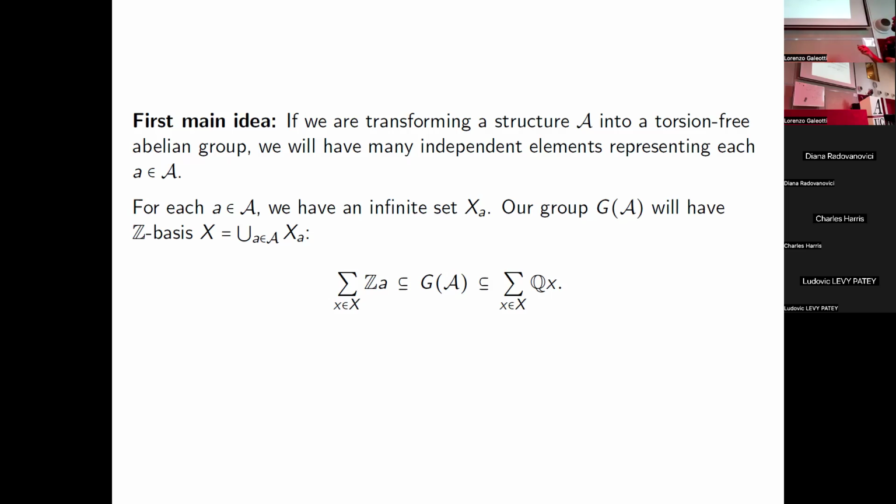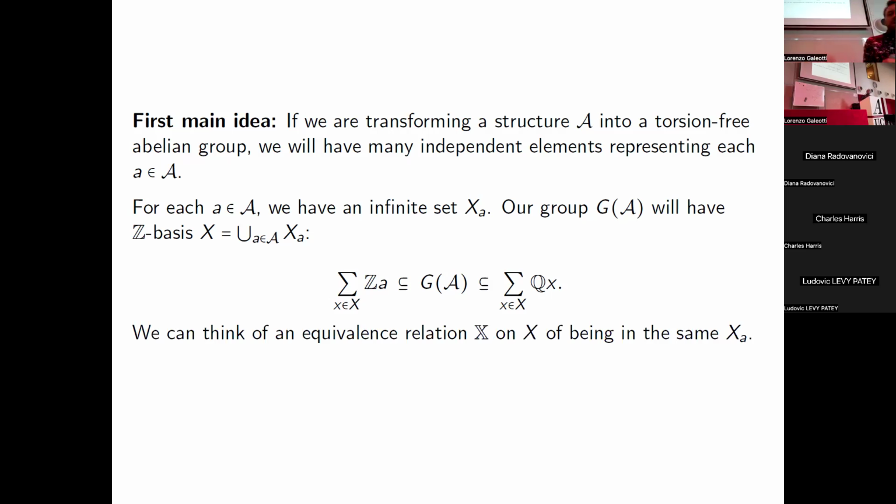And if you only took the Z linear combinations of these, this is what you would get. So this is you take only integer combinations of the X's. The sort of biggest group you could get generated by them is you take rational linear combinations of them. Our group is going to live somewhere in between. So it's going to have all the integer combinations, and then it's going to have certain other divisibilities, but not all of them.